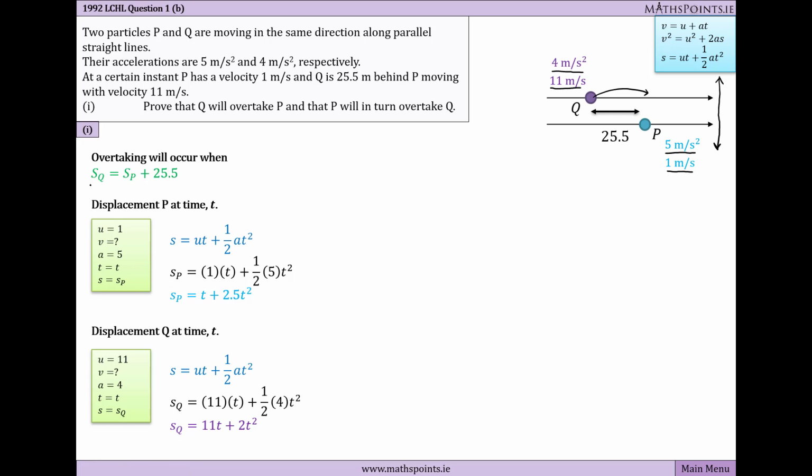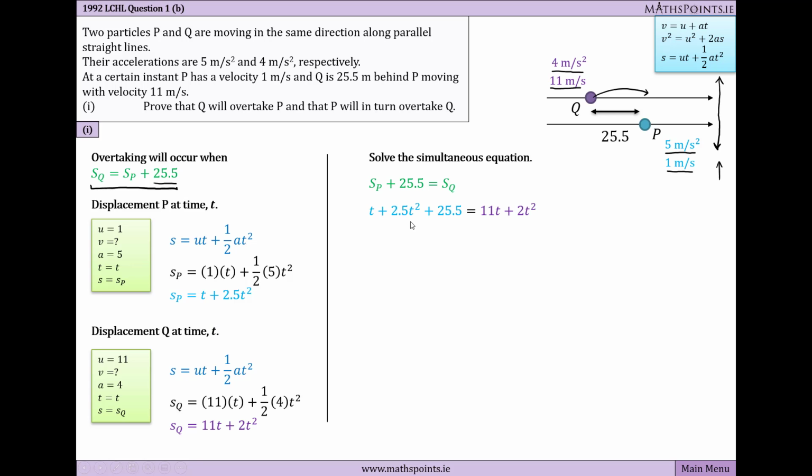So again, going back to the equation that we've set up, we said that overtaking will occur when they're in the same place in the future, and they'll be in the same place when Q has traveled the same distance as P has traveled, but also the extra 25.5, the gap it needs to make up. So we're going to sub S of P and S of Q into this equation. S of P plus 25.5 needs to be equal to S of Q. So S of P is T plus 2.5T squared, plus the 25.5, that should be equal to 11T plus 2T squared. So we're going to form a quadratic equation.